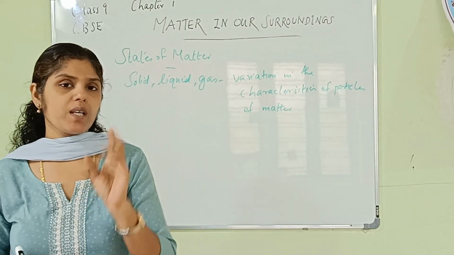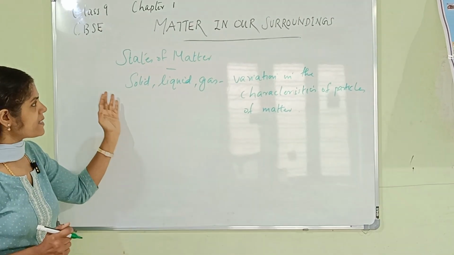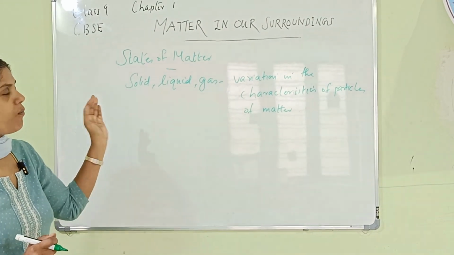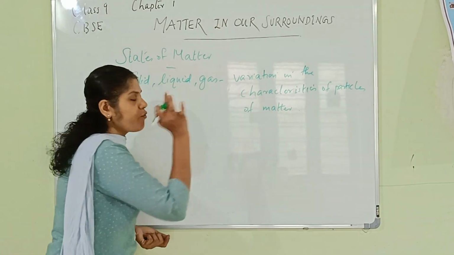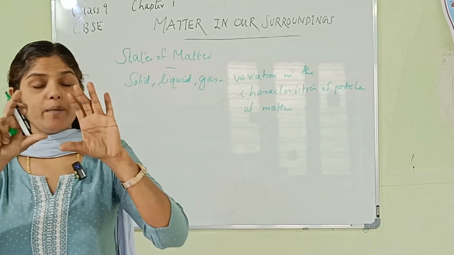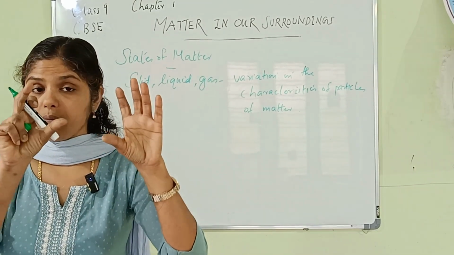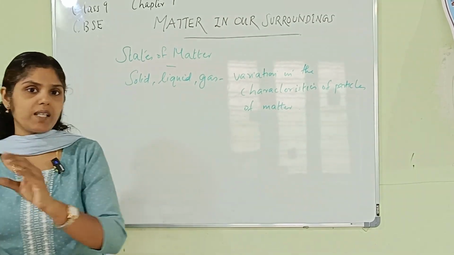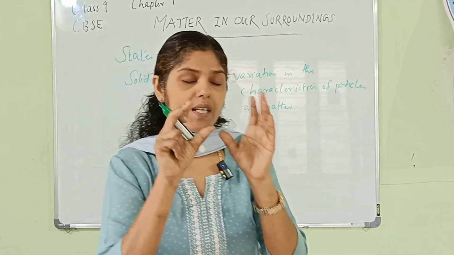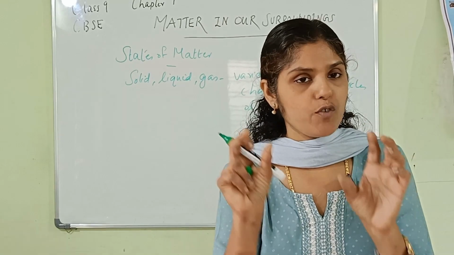So listen, children, matter exists mainly in three forms: solid, liquid and gas. And these three states of matter, how is it possible? It occurs due to the variation in characteristics of the particles of matter. So we studied that matter is made up of particles. So there occurs a variation in the characteristics of these particles of matter.